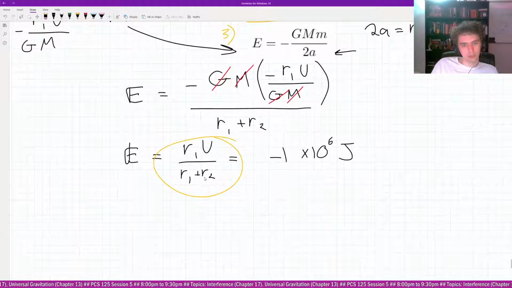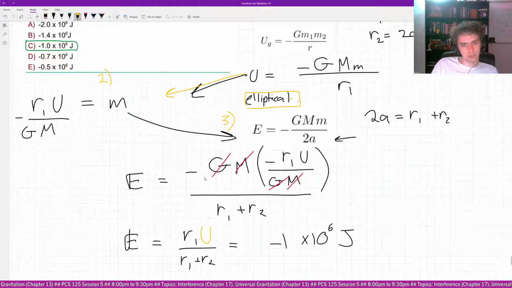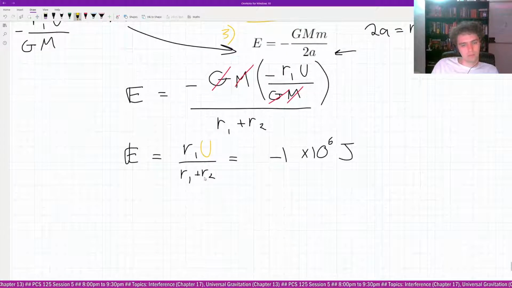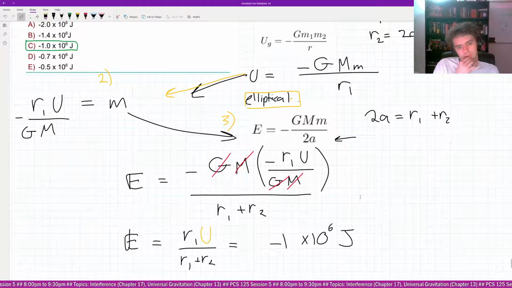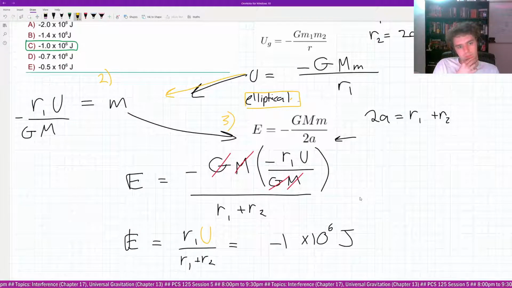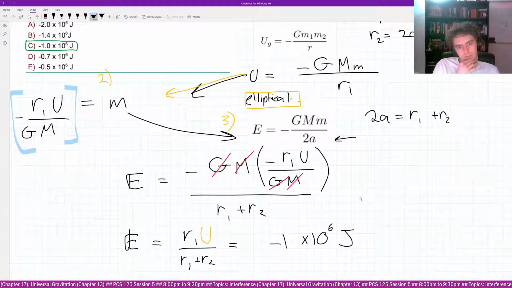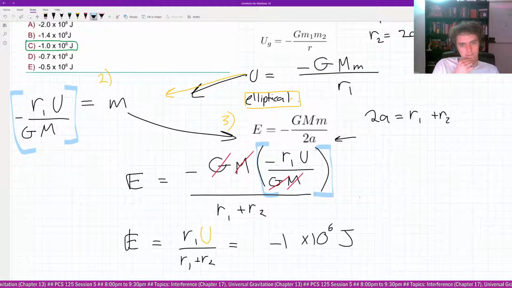These are all numbers I know. U is the potential energy that they told us. Oh, so sorry, going back up. Okay, so right there, you have the negative R1U over GM equal to M. You got that equation from rearranging the potential UG equals negative GM1M2 over R. Yeah, by rearranging that. Yep.